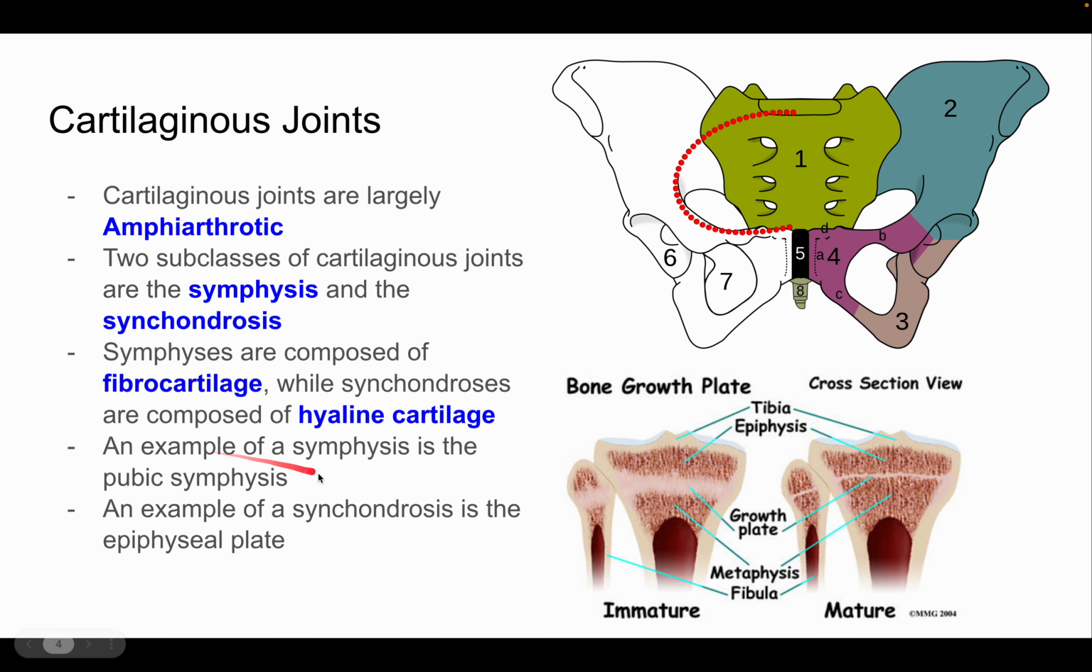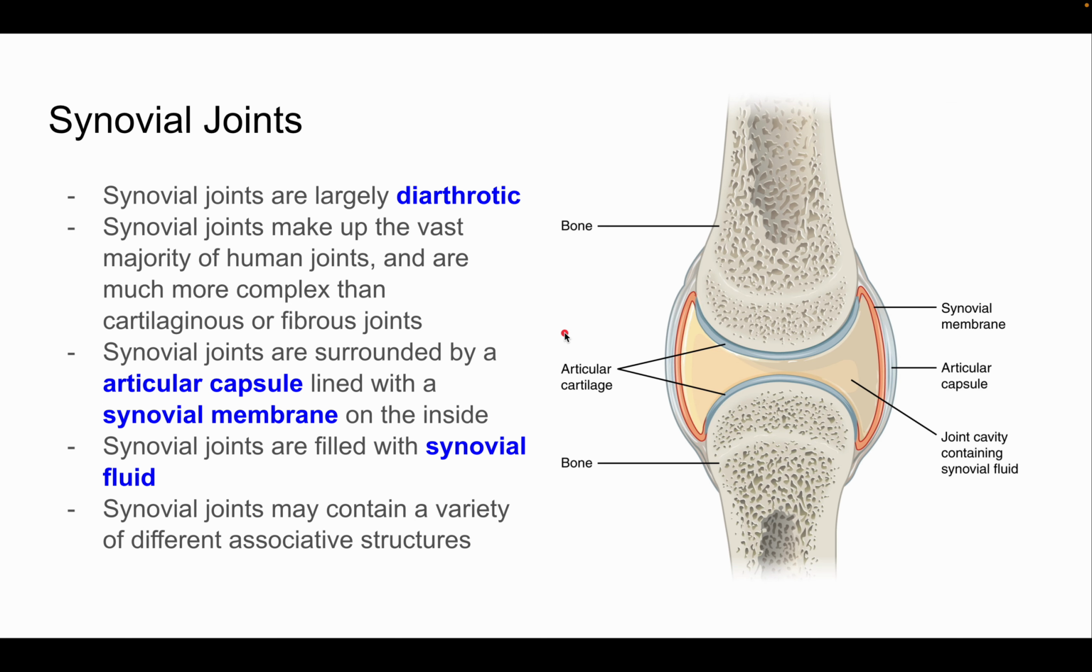And an example of a synchondrosis, or hyaline cartilage, would be the epiphyseal plate, the growth plate right here. The epiphyseal line, or plate, is considered a joint. Another would be the joint between the first rib and the manubrium of the sternum. That would also be a synchondrosis. So that's it for cartilaginous joints. There's a lot more, but this is just the basic intro.